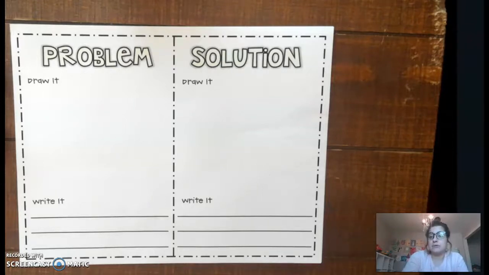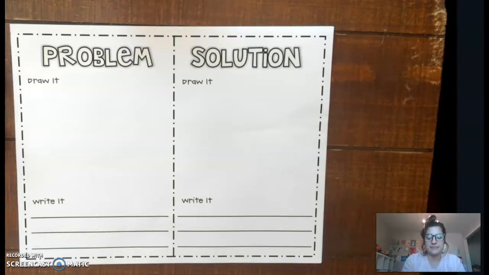So this week's lesson for reading, we are going to be reviewing problem and solution. We know that problem is what goes wrong in the story. Solution is how the problem is solved or fixed. We find the problem in the story somewhere in the middle, and then the solution is found at the end of the story.